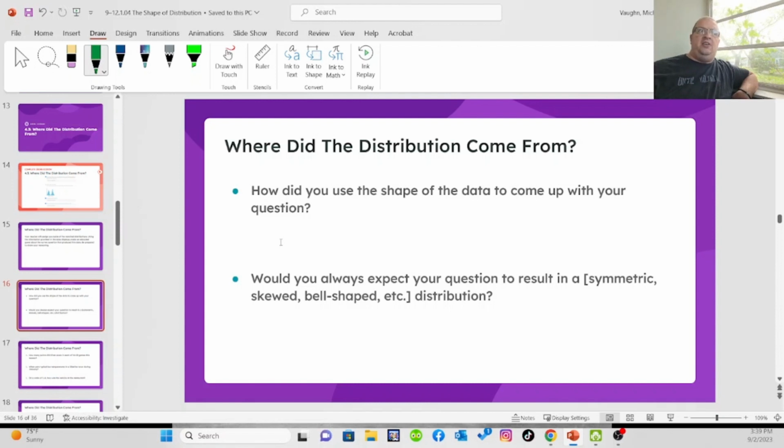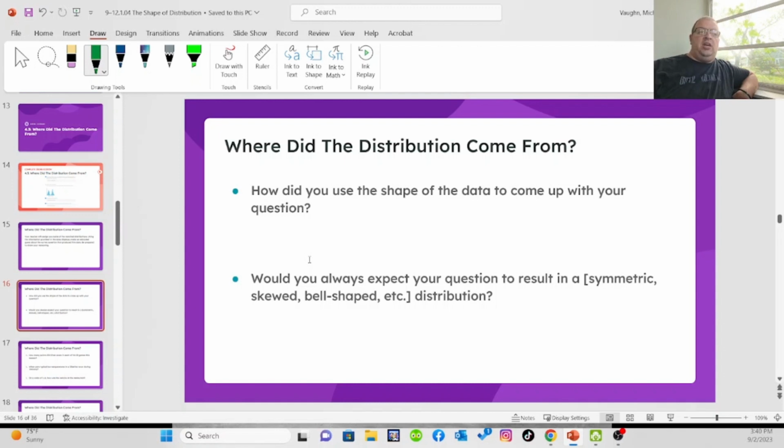If I had a skewed distribution shape, then it's a question where I would expect most people to answer either on the low end or the high end, with only a few people answering opposite of that. So think about, what does it mean if I'm looking at the shape? What kind of question would I expect people to answer a certain way on?